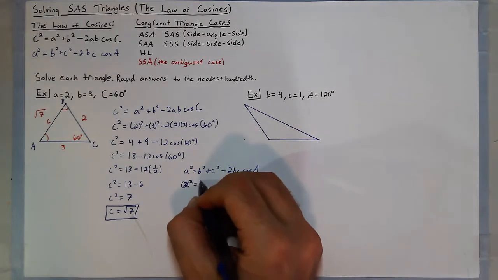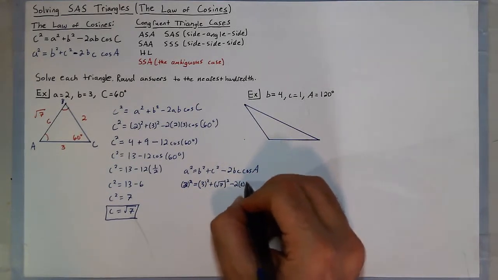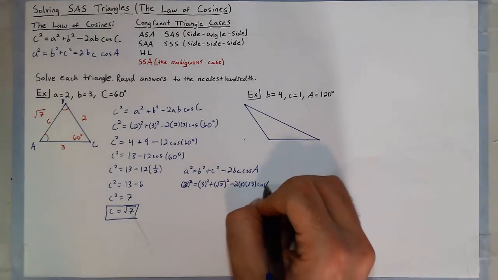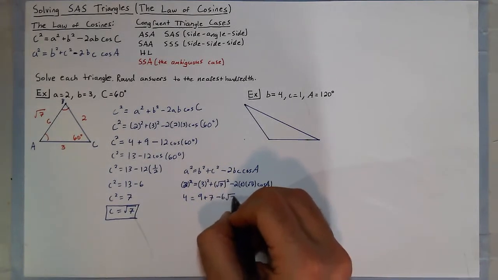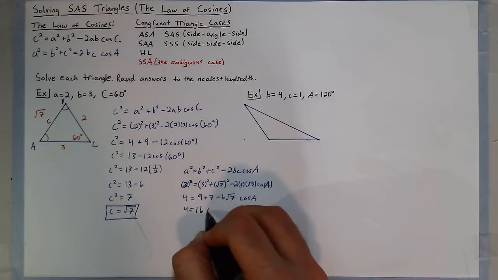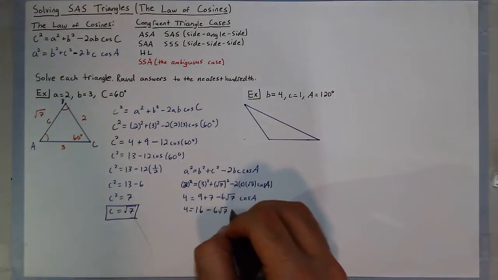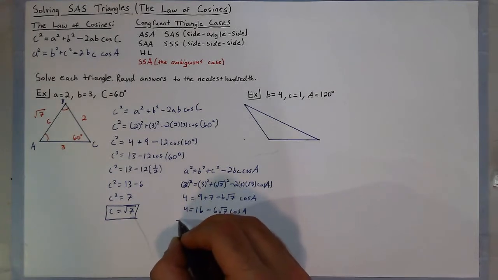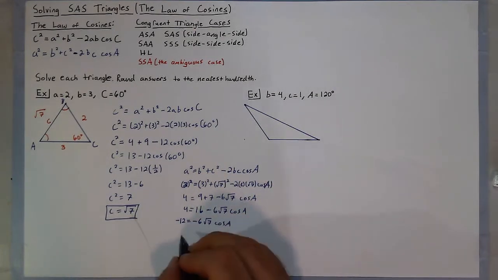So that gives me 2 squared equals 3 squared plus square root of 7 squared minus 2 times 3 times the square root of 7 cosine of A. So 2 squared is 4, which is equal to 9 plus 7 minus 6 square roots of 7 cosine of A. Combining my like terms, I can get 4 is equal to 16 minus 6 square roots of 7 cosine of A. Subtract 16 gives me negative 12 is equal to negative 6 square roots of 7 cosine of A. Dividing by that gives me 2 over the square root of 7 is equal to cosine of A.